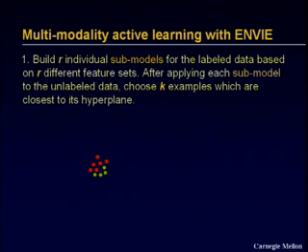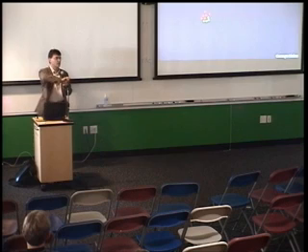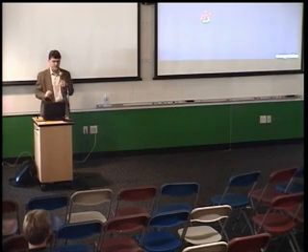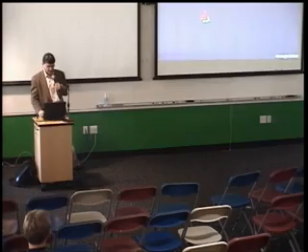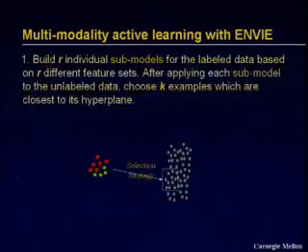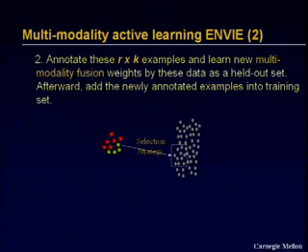So one of the new things we've done in ENVIE is that for each feature set, we build a different submodel. And this is in each iteration. After applying this submodel to the unlabeled data, from each of the submodels we choose k examples which are close to the hyperplane for that particular model. So we don't just pick one set of examples, but we pick examples from each different submodel, and then we get the user to label these. So in some sense, you're labeling R times k examples. For R submodels, you label k examples.